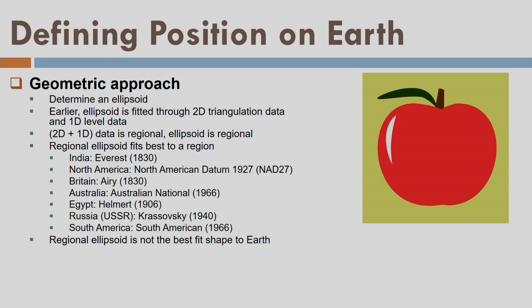For example, for India in 1830, during the British period, the Everest ellipsoid was fitted, and the North American Datum was done in 1927. In Britain, Airy 1830; in Australia, Australian National in 1966; Egypt, Helmert; Russia, Krasovsky 1940; and South America, South American, done in 1966. So a regional ellipsoid is not the best fit to the Earth.